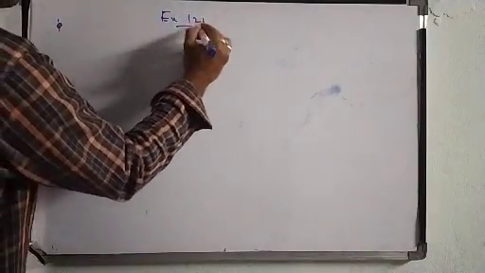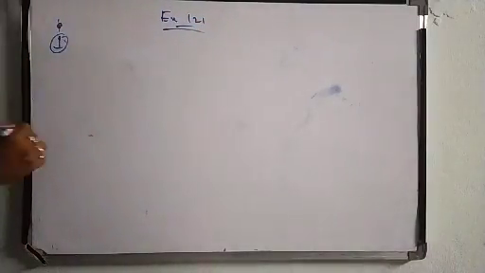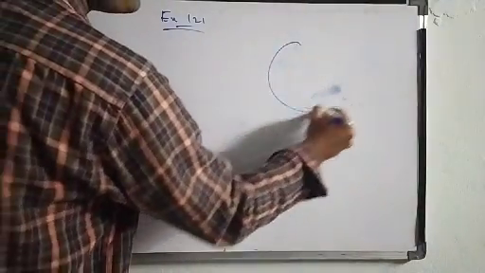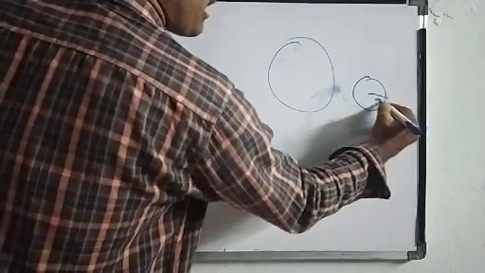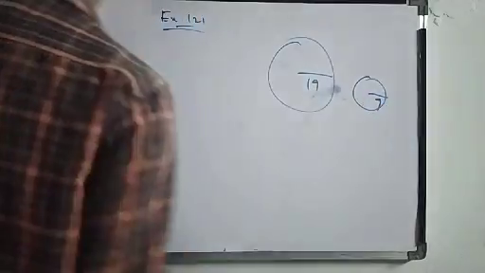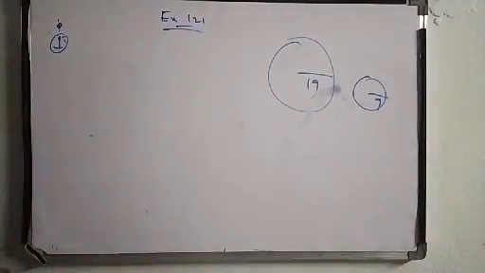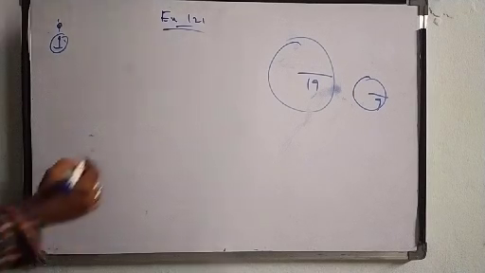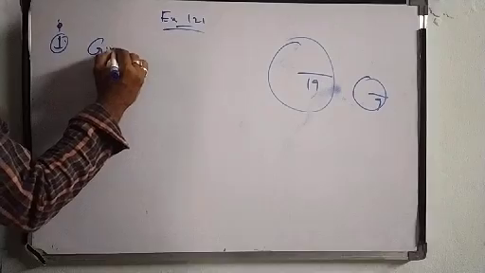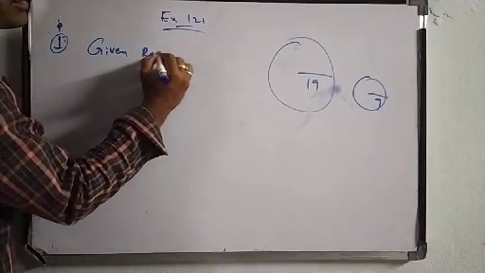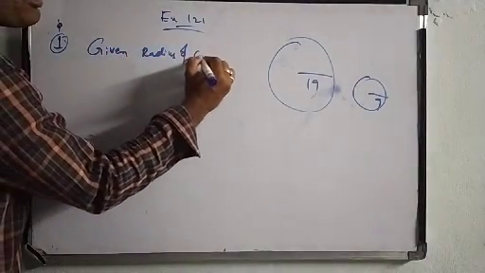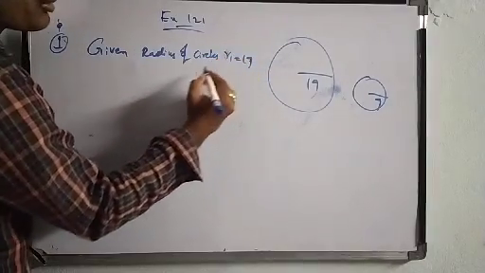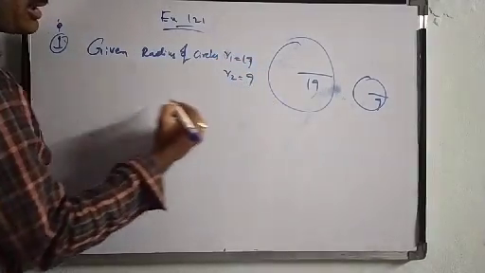Exercise 12.1, first question. The question is: two circles of radius 19 centimeter and 9 centimeter are given. Find the radius of the circle which has a circumference equal to the sum of the circumferences of the two circles. So there is one big circle with radius 19 centimeter and a small circle with radius 9. Radius of circle C1, R1, is 19, and R2 is 9.